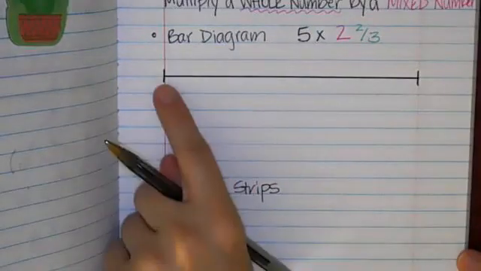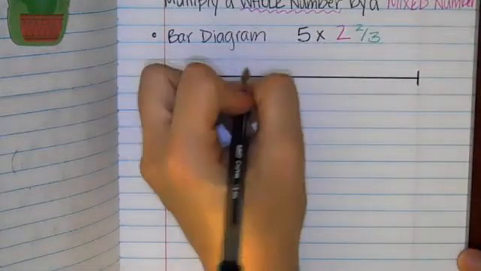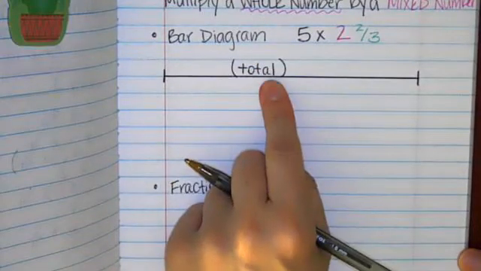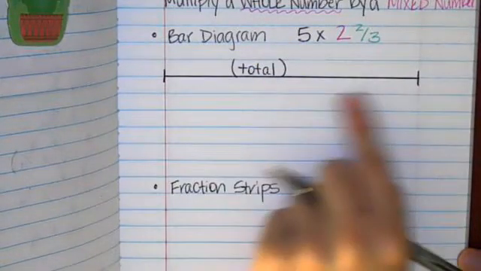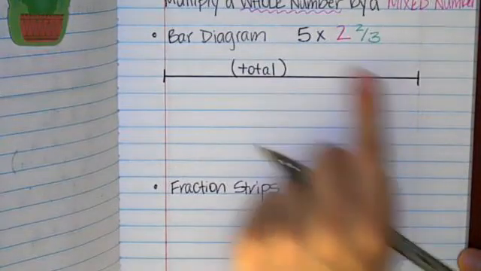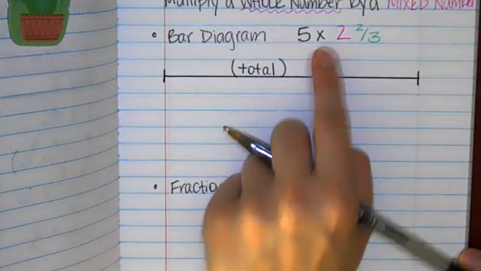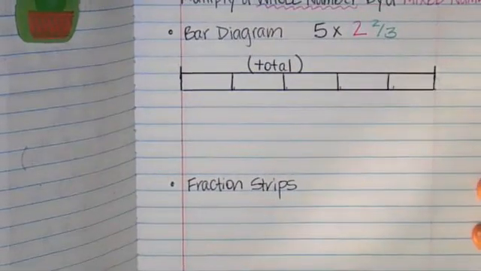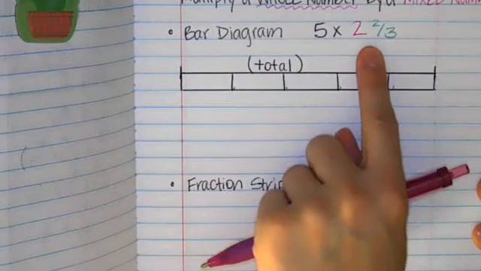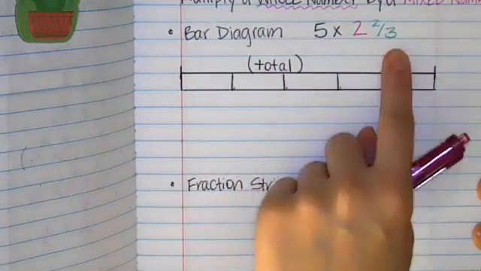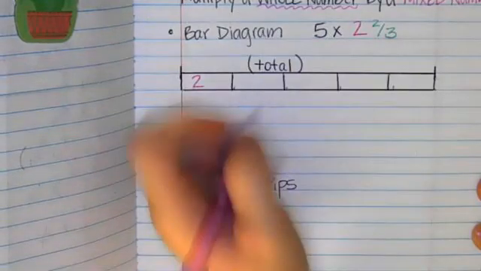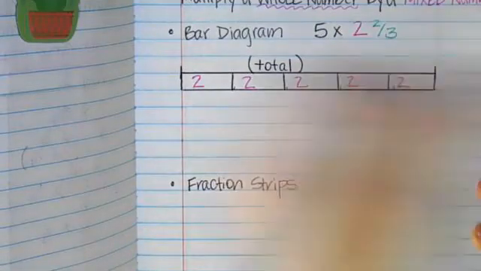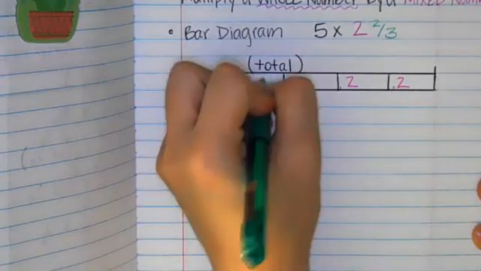Okay, in my bar diagram, I'm going to have a beginning and an end. At the very top of it, I am going to write the word total because that's where our answer is going to go. Down below, I'm going to make 5 equal spaces because I have multiplied times 5. In each one of my spaces, I'm going to put my mixed number. So this is saying I have 2 and 2/3 5 times. So here I go, I'm putting the 2 in, and then I'm going to put my 2/3 into each space.